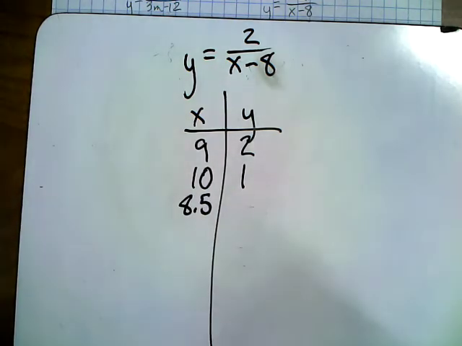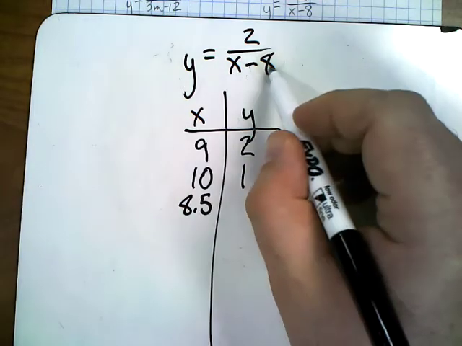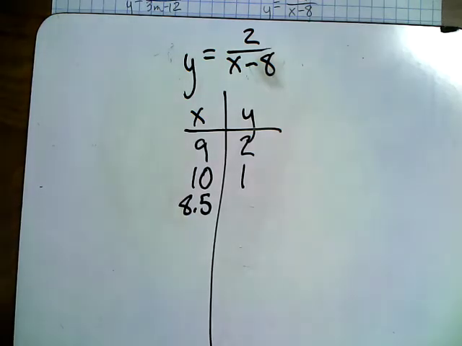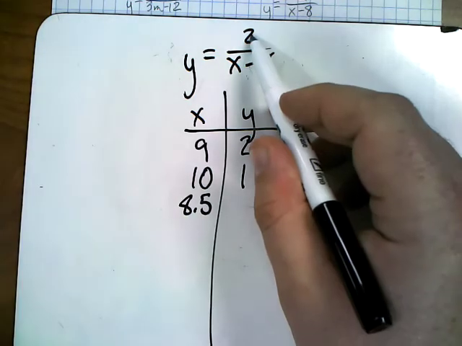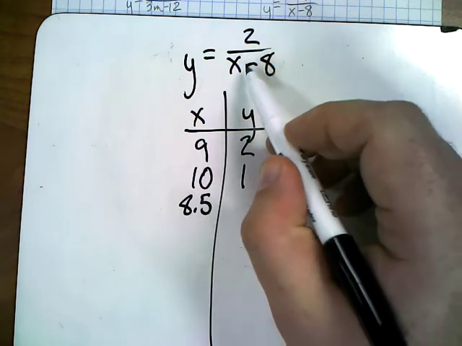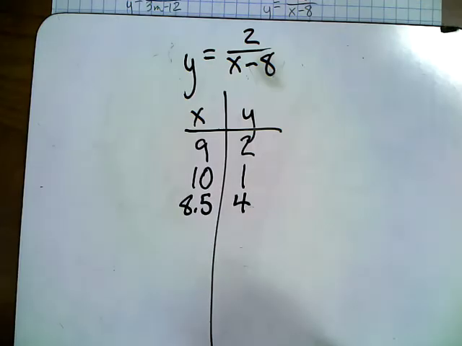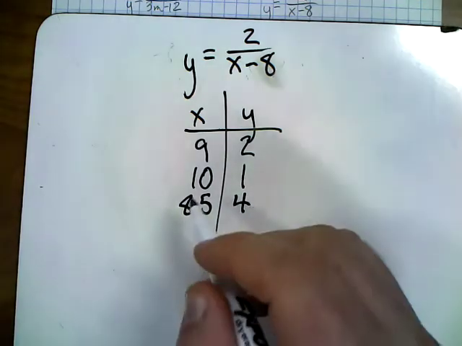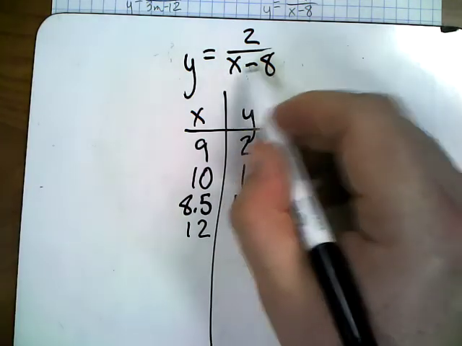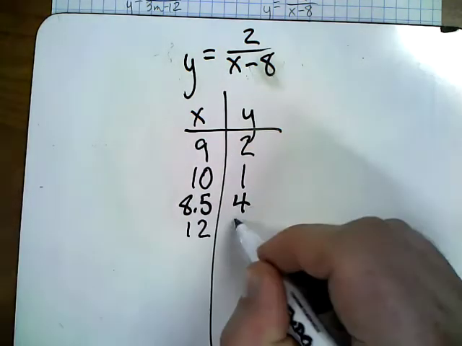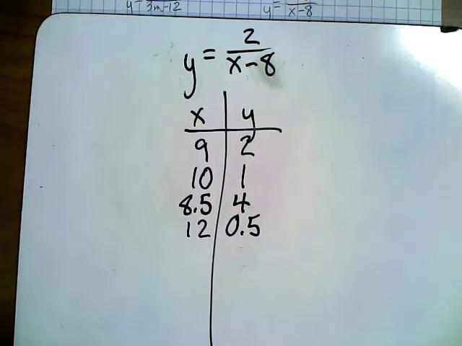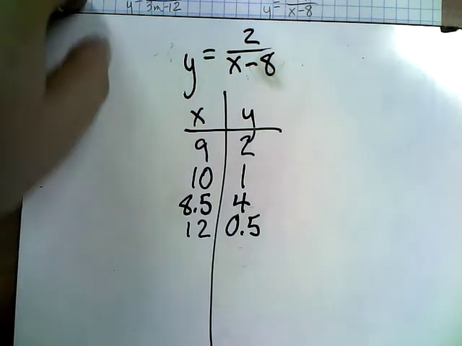I might choose 8.5, because 8.5 minus 8 would be 0.5. If you divide something by half, that's the same as multiplying by its reciprocal. So this will be 2 divided by a half, or 2 times the reciprocal of a half, 2 times 2. That produces 4. I could go with 12, because then 12 minus 8 would be 4, and 2 over 4 is just 1/2, or to be consistent, 0.5. So those are some options there.